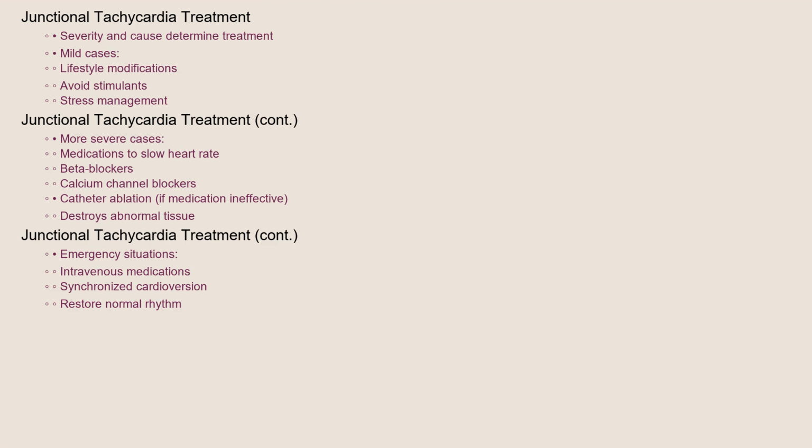Treatment for junctional tachycardia depends on the severity of symptoms and the underlying cause. For mild cases with infrequent episodes, lifestyle modifications like avoiding stimulants and managing stress may suffice. In more severe cases, medications such as beta blockers or calcium channel blockers can help slow the heart rate. If medication isn't effective, or if the tachycardia is life-threatening, a procedure called catheter ablation might be considered. This involves using radiofrequency energy to destroy the abnormal tissue in the AV node that's causing the rapid heart rate. In emergency situations, intravenous medications or synchronized cardioversion may be required to restore a normal heart rhythm.